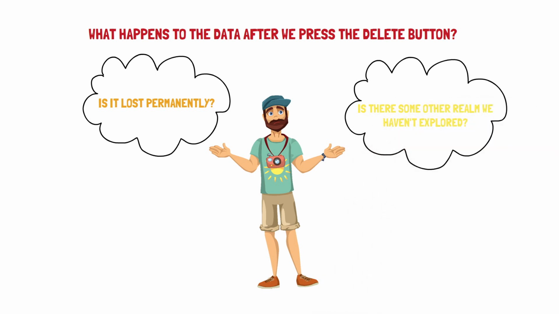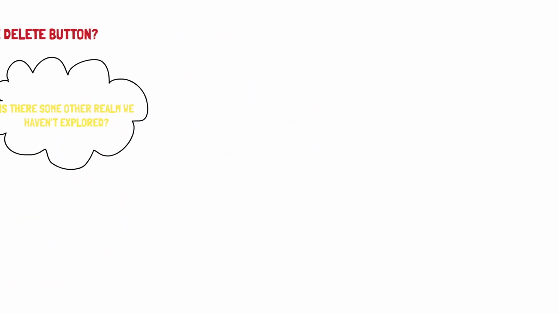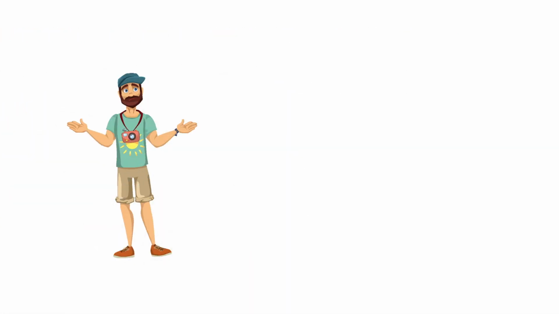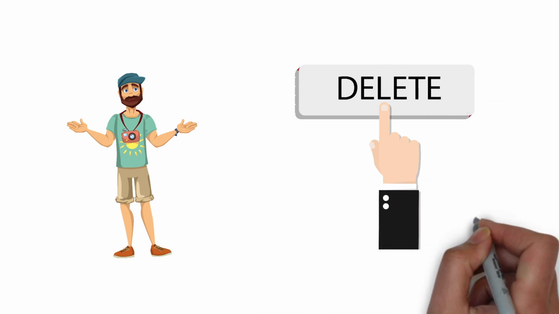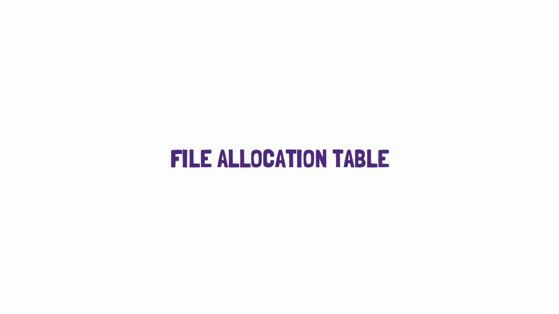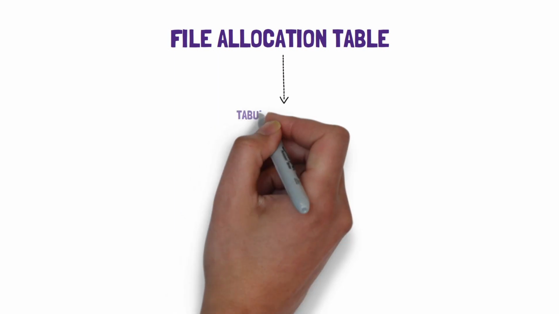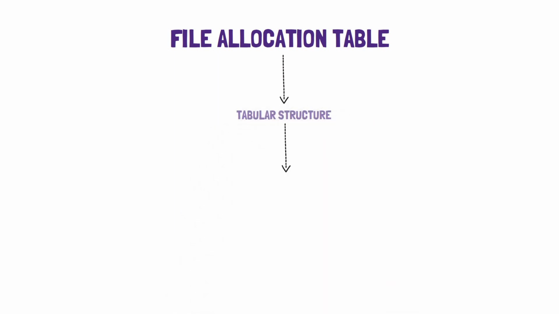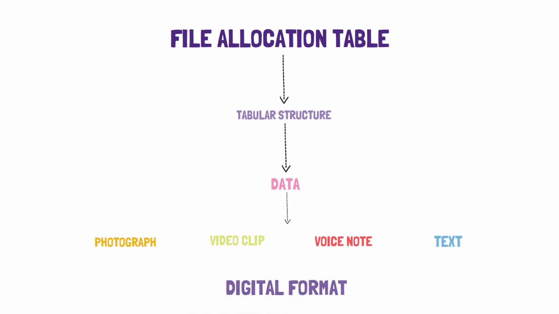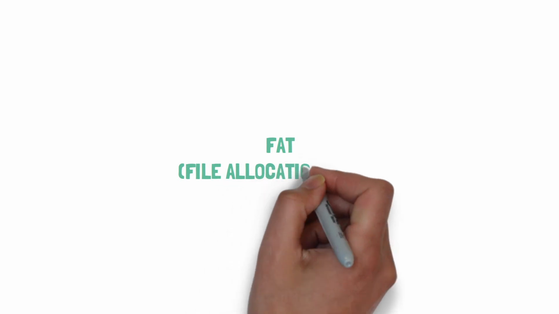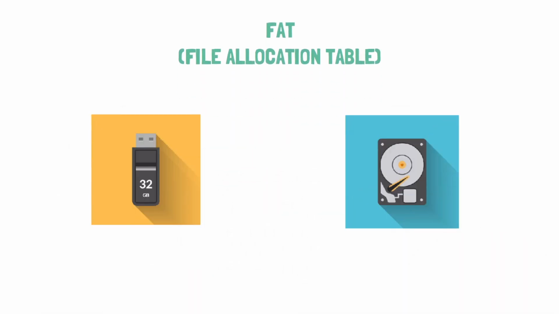Before understanding what happens to the data after we delete it, let us first acknowledge what happens to the data before pressing the delete button. Let us explore the working behind a file allocation table. A file allocation table can be considered as a tabular structure where every data, be it a photograph, a video clip, a voice note, or a plain text, gets stored in a digital format. A FAT is analogous to a hard disk or memory storage.